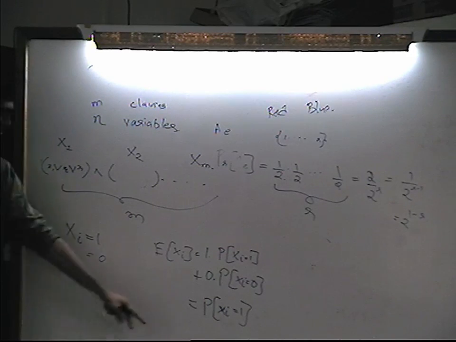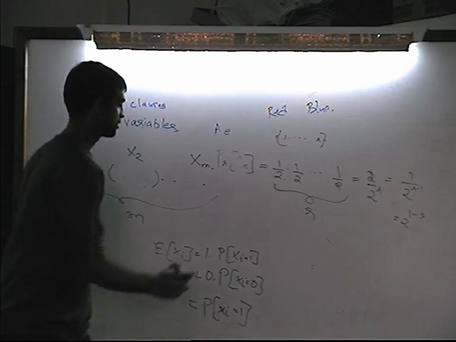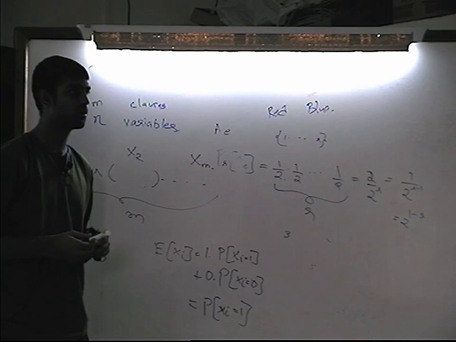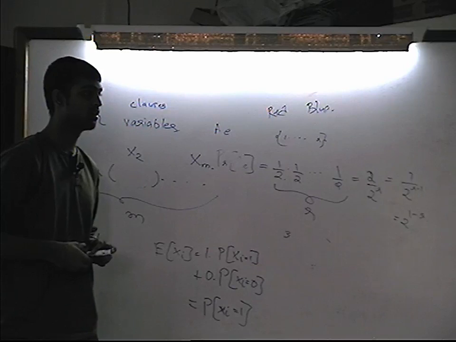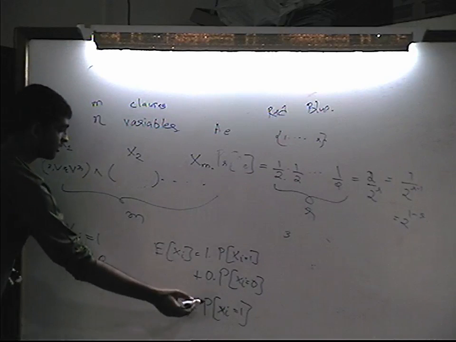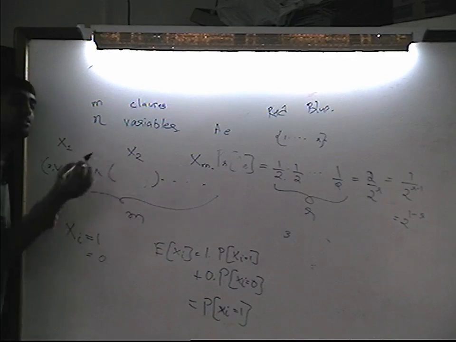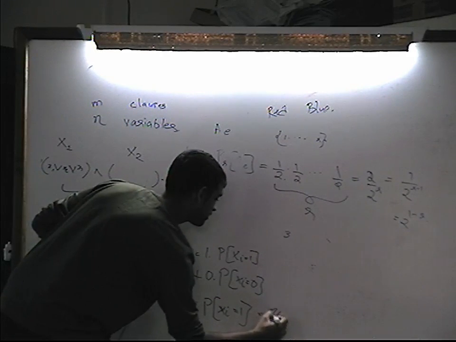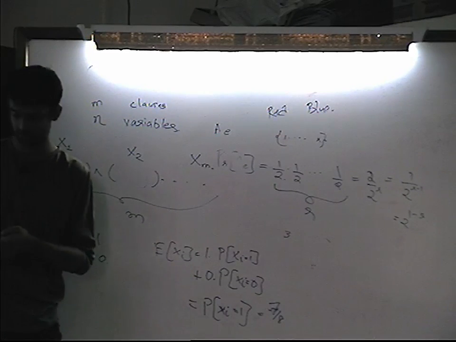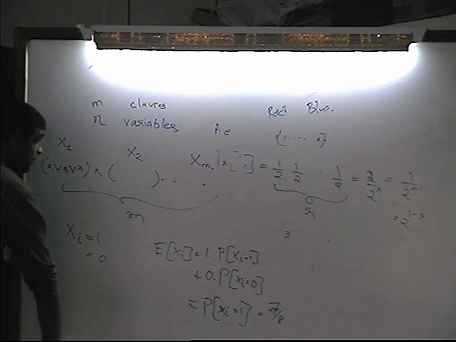So can anyone give me this probability that xi is equal to 1? Just enumerate all possible combinations of three literals. Sorry? It's 7 by 8. So we are looking at the probability that the clause is satisfied. Any one of these variables can be set to 1 and it's still satisfied. So this is 7 by 8. So the expectation of xi is 7 by 8.